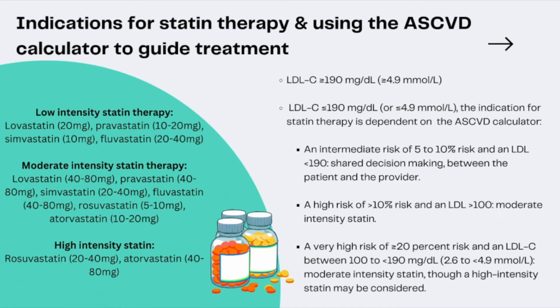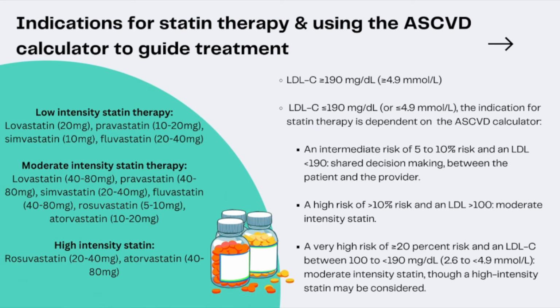And then depending on the results, we then tailor our treatment plan and statin use for that specific patient. So a low risk for a cardiac event occurring in the next 10 years is considered a result that's less than 5%. An intermediate risk is 5 to 10%. A high risk is greater than 10%, and then a very high risk is 20% or greater.